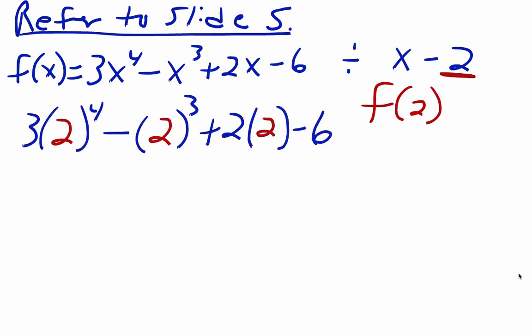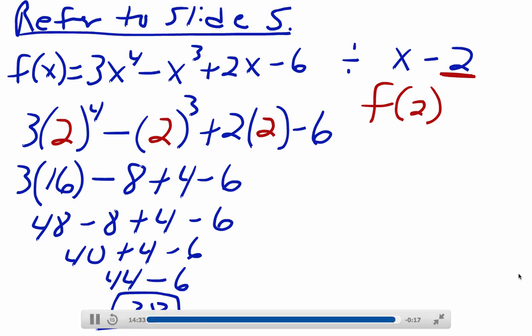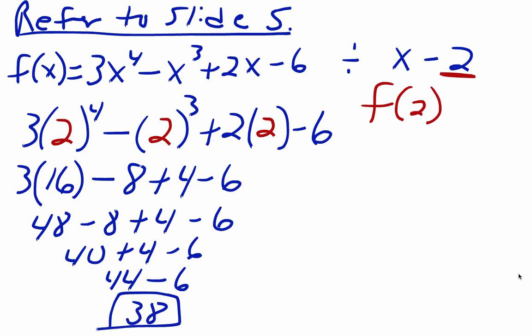So I substituted 2 in for x, and now I'm going to solve it. You can see my work there, and since I got an answer of 38, that is my remainder. Go back to slide 5, and you'll see that was my remainder. Since I got an answer other than 0, that means I would not have any factors when I do my division of that polynomial.